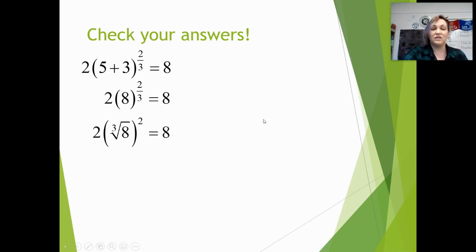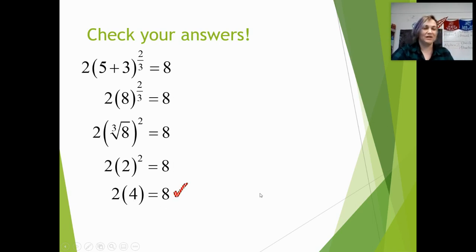And that means cube root the 8 and then square that. And now I can multiply these together. 2 times 4 is 8. So 5 is an answer.